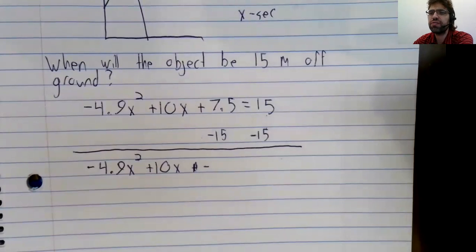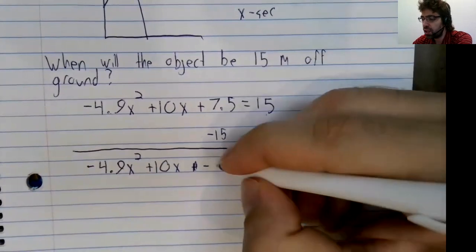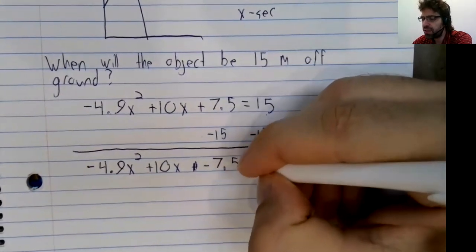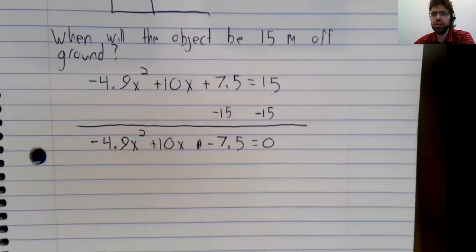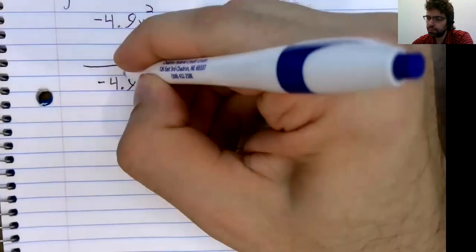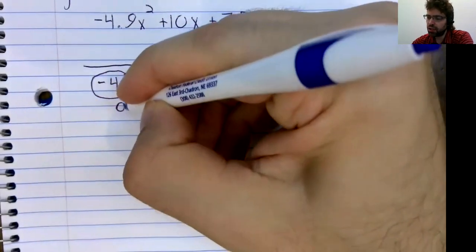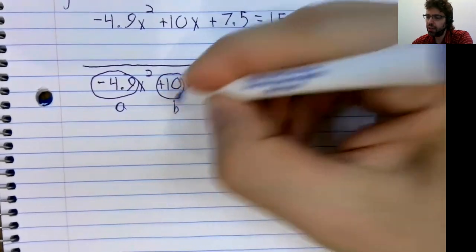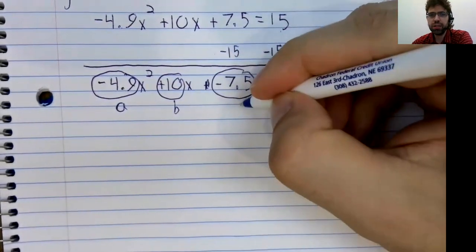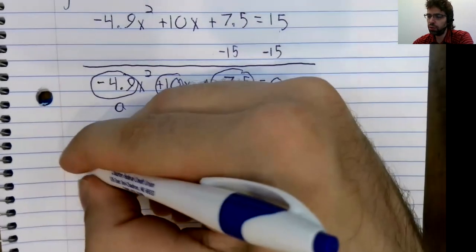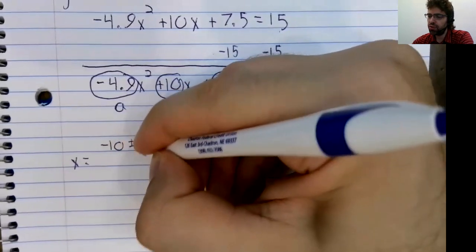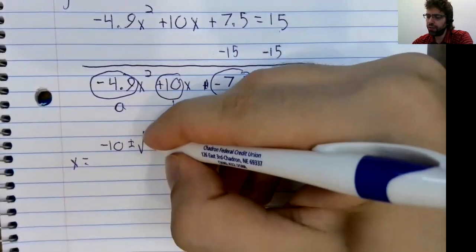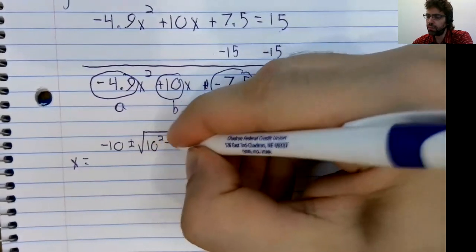7.5 minus 15 should be negative 7.5 equals 0. And now that we've got a quadratic equal to 0, we can use the quadratic formula.